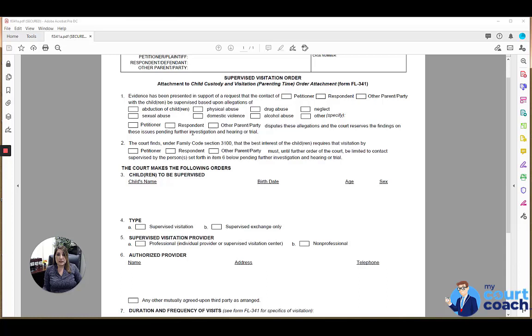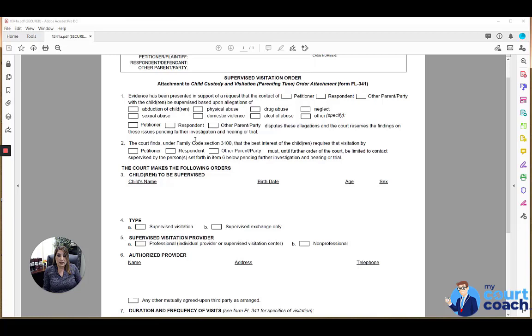If the court makes this as a final order, in other words, you've had a full hearing on the issues, each party has had an opportunity to present their case, you don't need to worry about filling out this sentence below. On the other hand, if the court is making this as some sort of emergency order and is reserving the ability to make a final determination after a full hearing on the case, then that means they are reserving on the findings, and you can mark the box of the party that is contesting the allegations here.